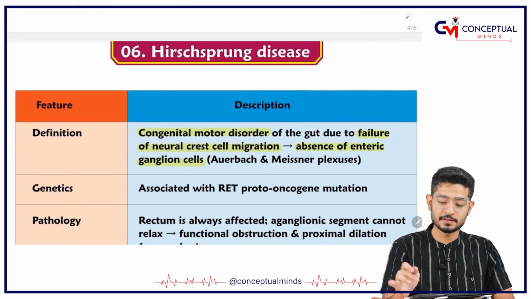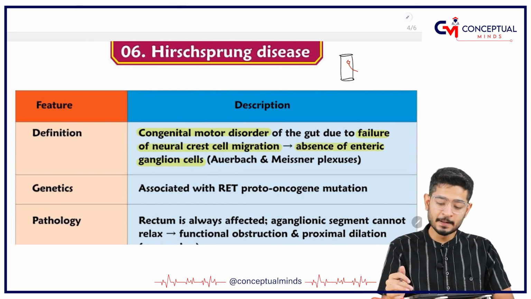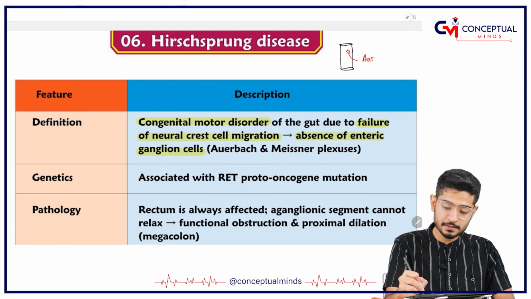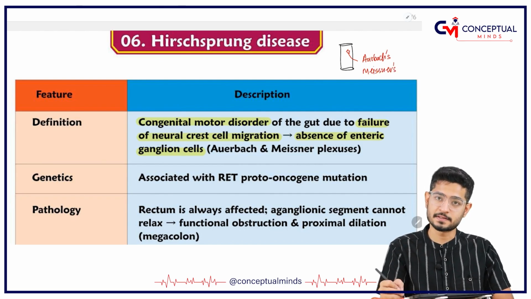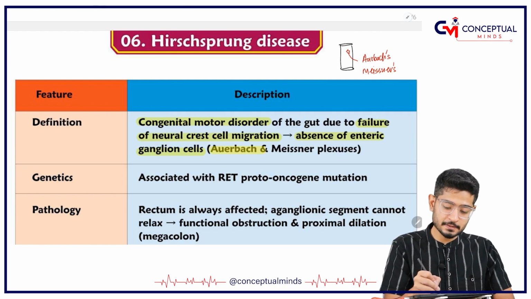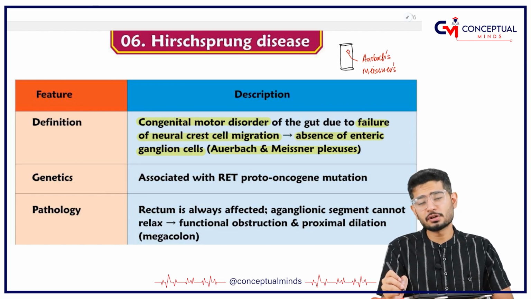So what happens is, if this is your gut, you have got some cells in this gut, and the plexus of ganglion cells, which is actually called as Auerbach's plexus or Meissner's plexus, right? So if the Auerbach's plexus and the Meissner's plexus is absent, what does this mean? That there will be no stimulation to the gut, okay. Now the gut is not going to contract properly as it used to be, alright.